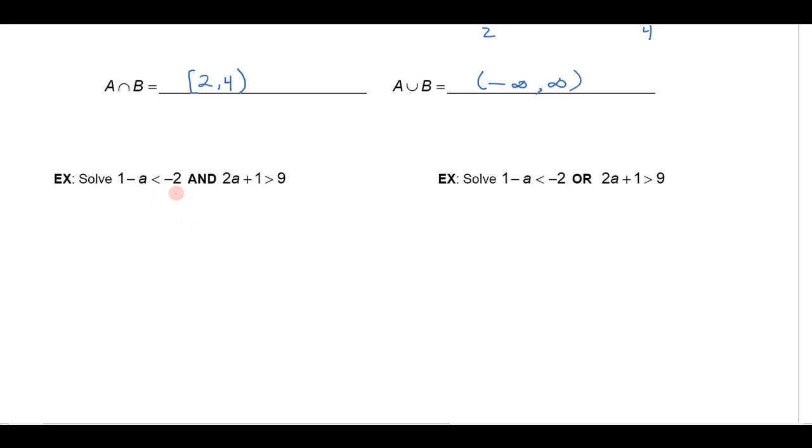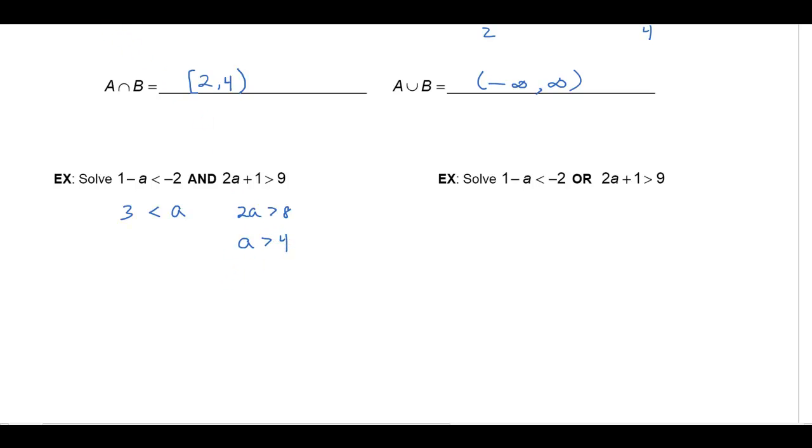I'm going to bring the negative A over on this side, and I'm going to add 2 to both sides. So that's going to give me, on the one hand, A is greater than 3. And on this one here, I'll go ahead and subtract 1 from both sides. So I'll get 2A is greater than 8, and I'll divide by 2. So A is going to be greater than 4.